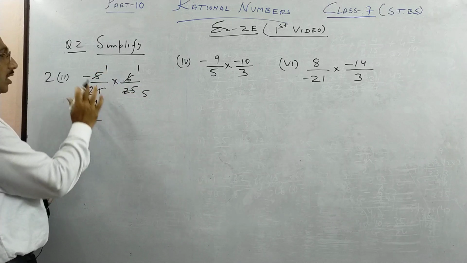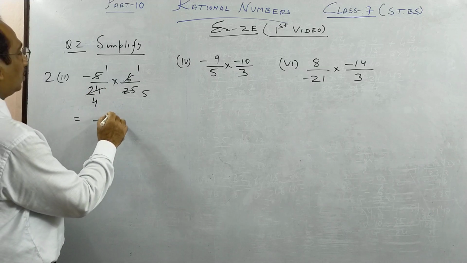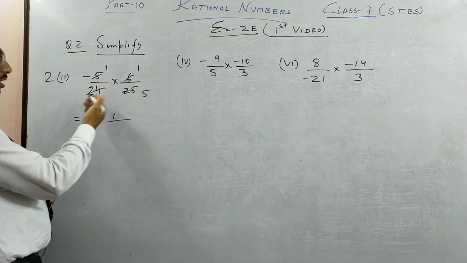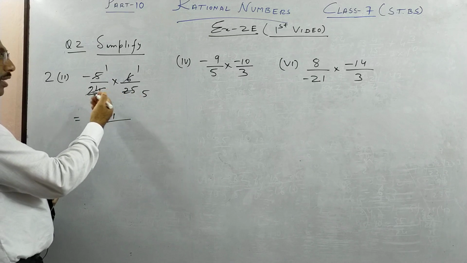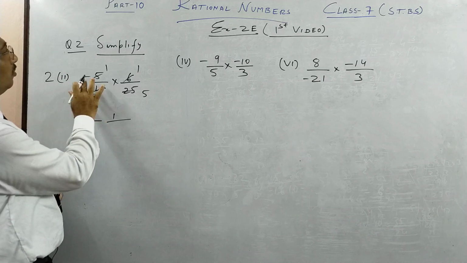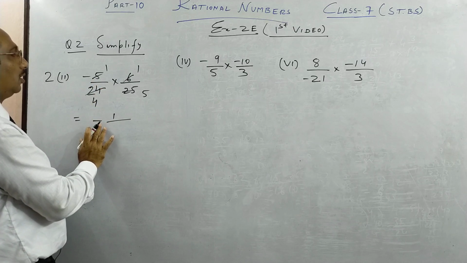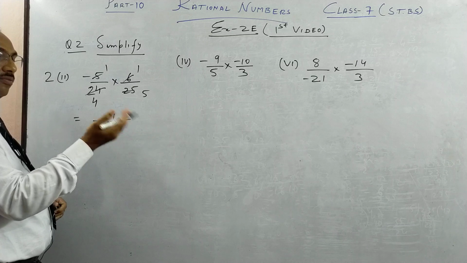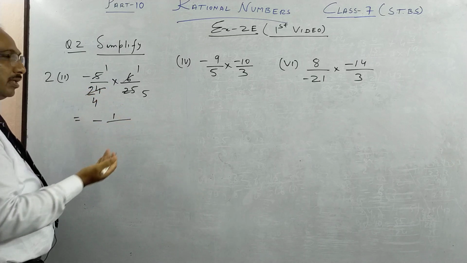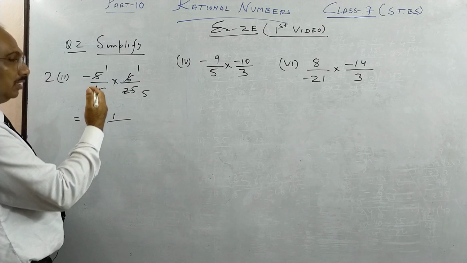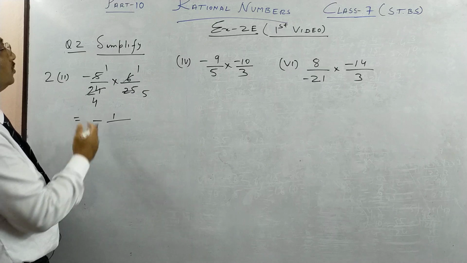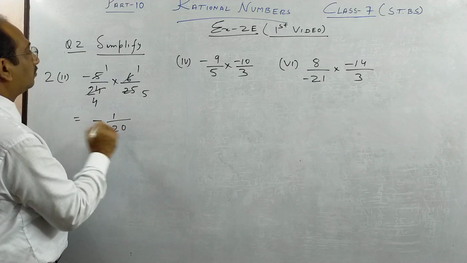So children, 1 minus will remain. If there are 2 minus up, it becomes plus. If there are 2 minus down, it becomes plus. If 1 up 1 down, it becomes minus. So 1 minus remains. An odd number of times, minus remains. An even number of times in numerator or denominator, it becomes plus. Division also, as I told you, 1 up 1 down, it cancels. So this is 1 by 20.